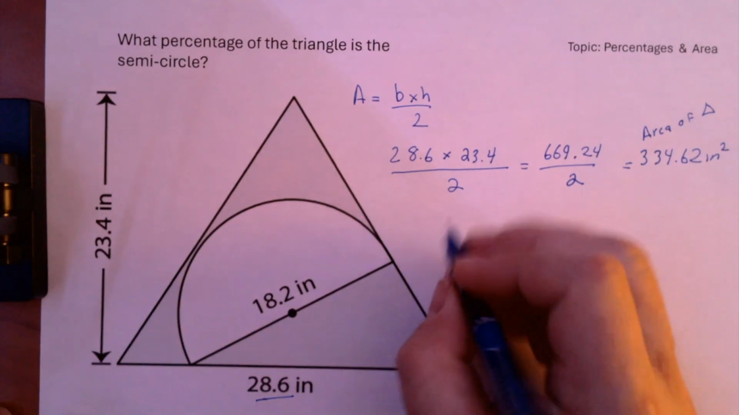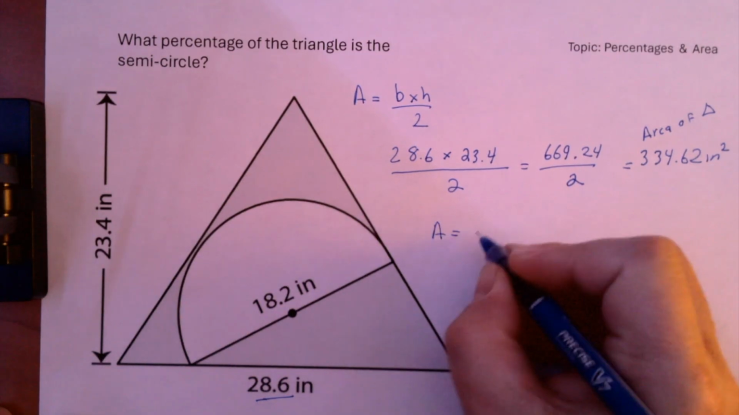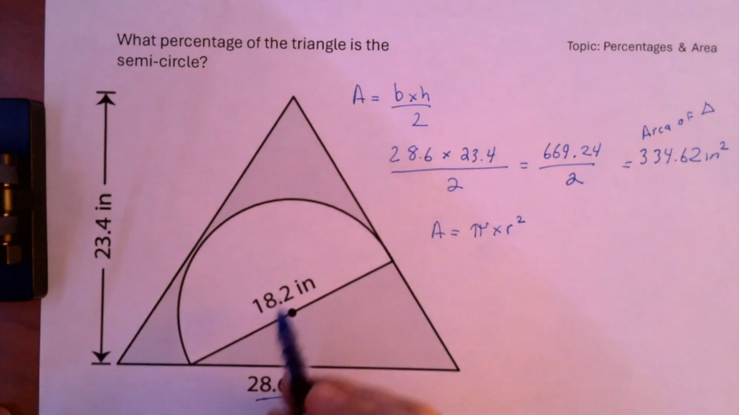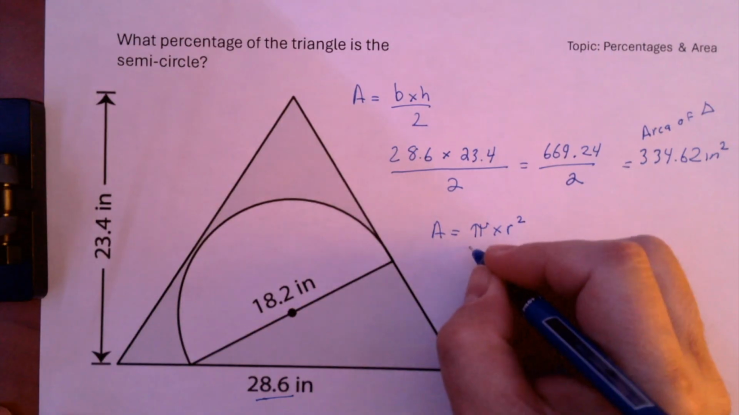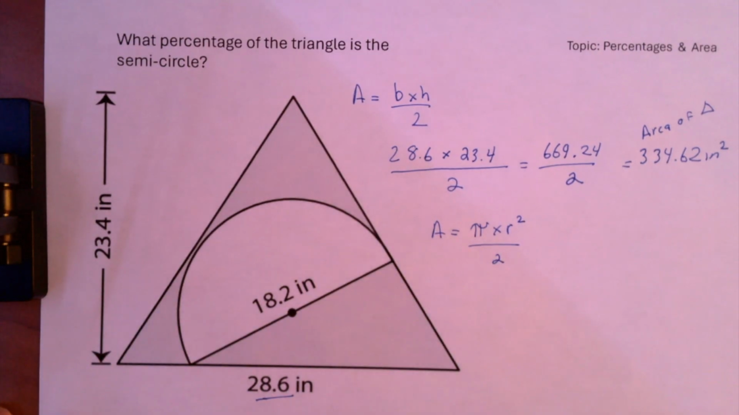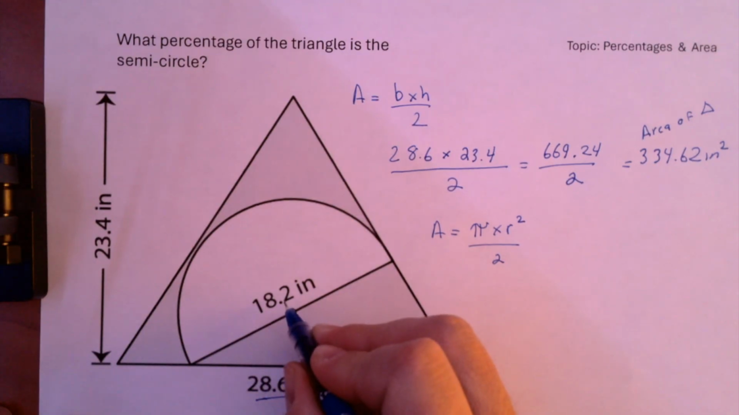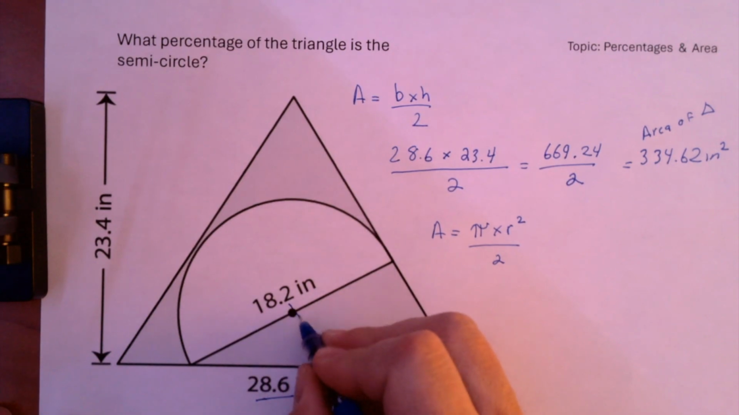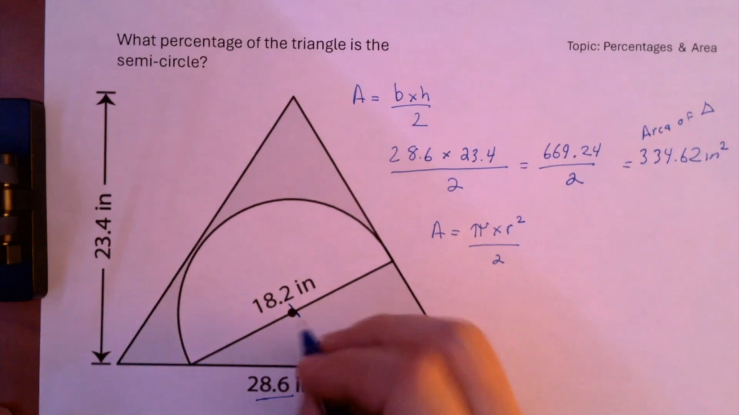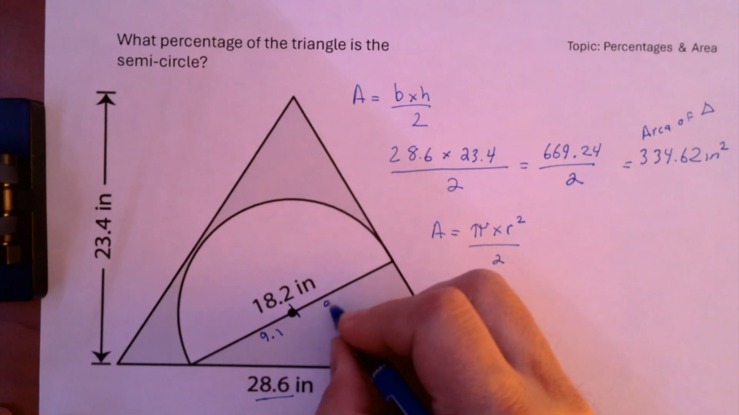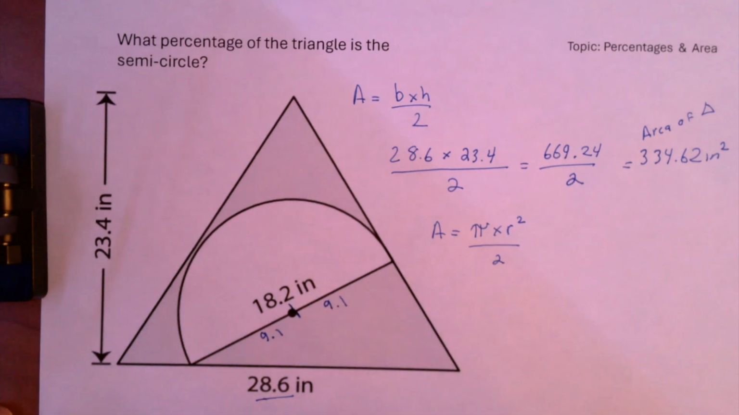Now we need to find the area of the semicircle. To find the area of a circle, we know it's pi times radius squared. But because we have a semicircle, that's only half a circle, so we're going to divide that formula by 2. I know the diameter of the semicircle is 18.2, so halfway across is going to be 9.1, because 9.1 would be halfway this way and 9.1 would be halfway this way. So the radius is 9.1.